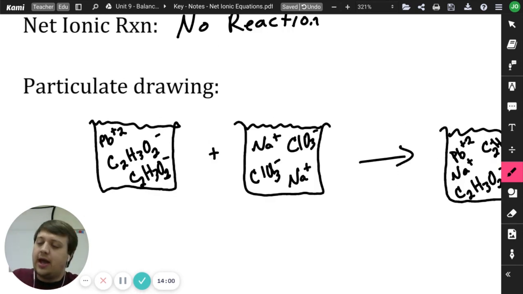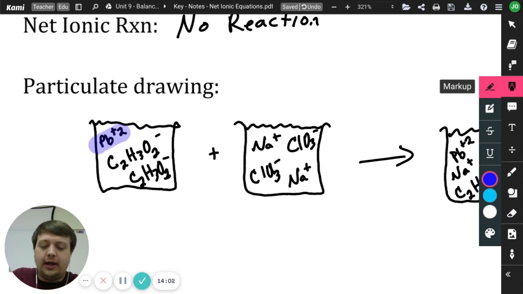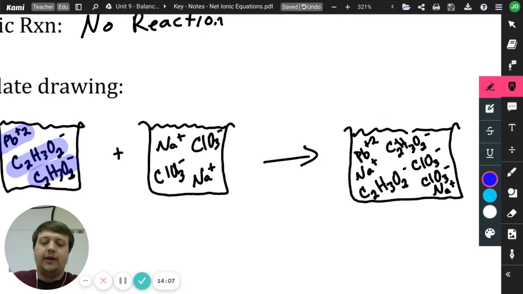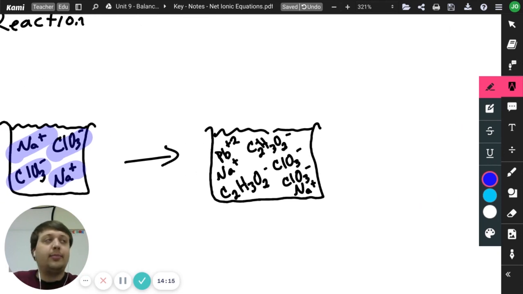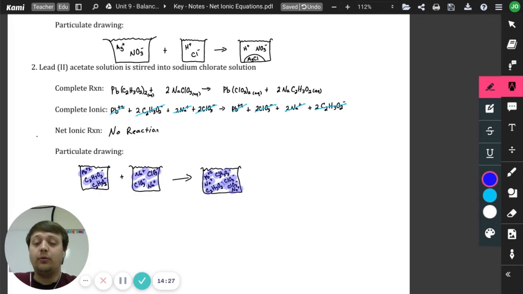So I had 1 lead and 2 acetates in that first one. And then in the second beaker, I had 2 sodium and 2 chlorates. I know that because of that coefficient, right? And then basically because there was no reaction, everything just gets dumped in. So there's 1 lead, there's 2 sodiums, there's 2 chlorates, and then there's 2 acetates. So basically I just added it all in there. And so that would be it.